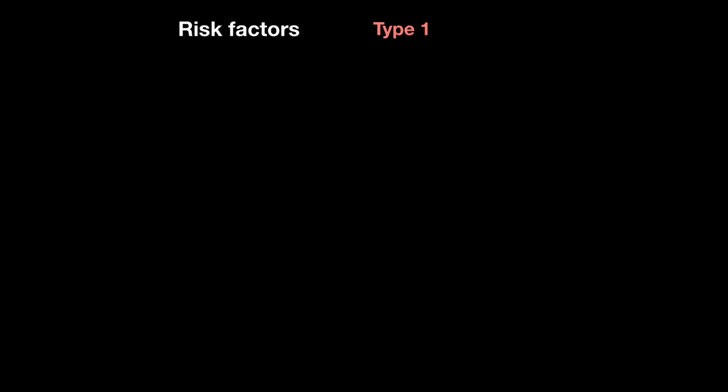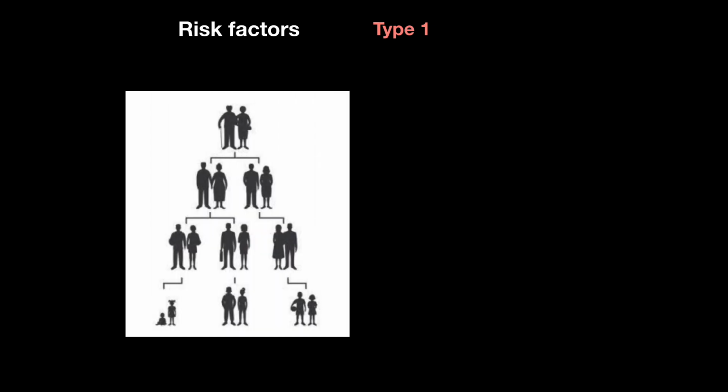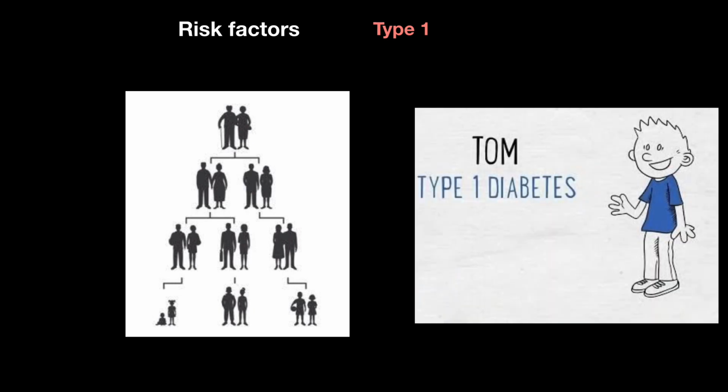Risk factors for developing type 1 diabetes are not clear, but family history may play a role. It can occur in any age group, but is more common among children and young adults, so it is called juvenile diabetes.